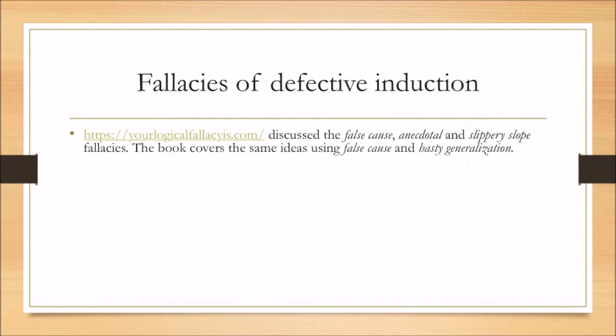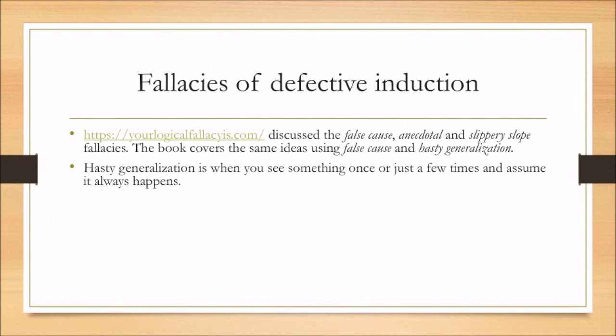Third, we talked in class about the false cause, the anecdotal, and the slippery slope fallacies. The book covers the same ideas using false cause and hasty generalization, and they're a little hard to tell apart, so let me explain the difference. Hasty generalization is when you see something happen just once or just a few times, and then assume from that it always happens. You know, I ate my oatmeal this morning and then there was a car crash. Wow, that must be always what's going to happen when I eat my oatmeal.